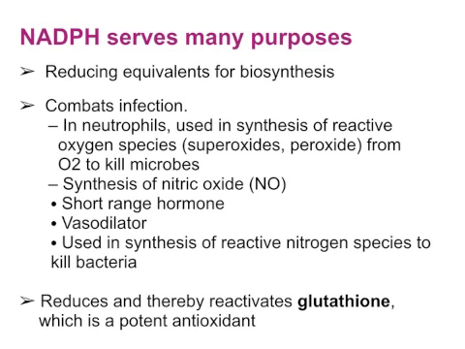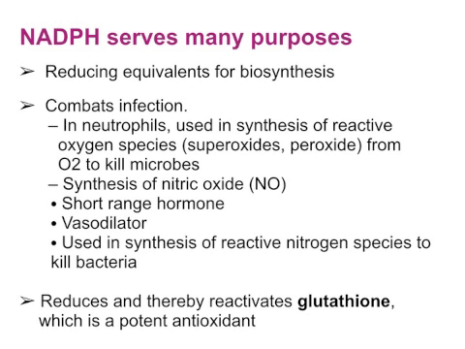NADPH also is important in the synthesis of nitric oxide. Now, nitric oxide is a short-range hormone that also serves many purposes. It can act as a vasodilator by increasing the diameter of blood vessels to allow greater blood flow. It's also used in the synthesis of reactive nitrogen species, and these also will kill bacteria. NADPH is also used to reduce and thereby reactivate glutathione. And this is a very potent antioxidant.